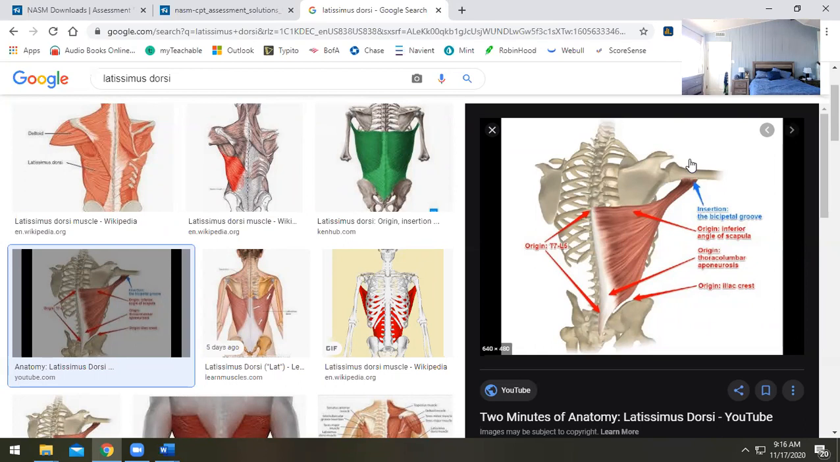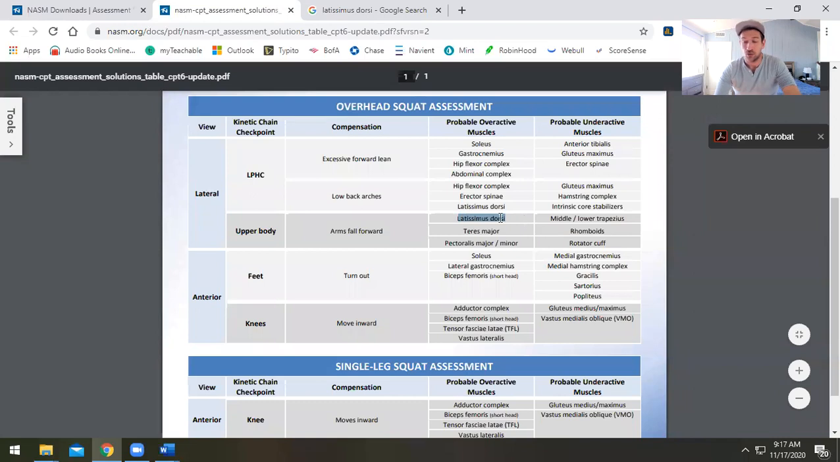So if we're looking at those arms falling forward, we know that that's because the lats are pulling us into extension, or they are pulling us into adduction, or they are internally rotating, which is making it hard. When your palms are this way, it's freaking impossible to raise your arm up, right? Because your humerus can't rotate around that ball and socket joint. So the latissimus dorsi, definitely an overactive muscle here, causing that arms falling forward situation.